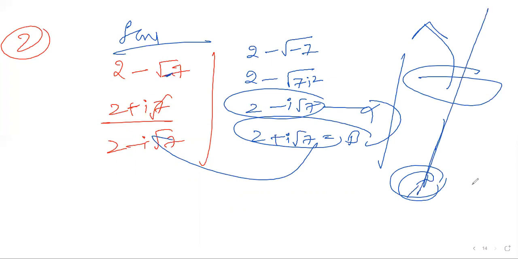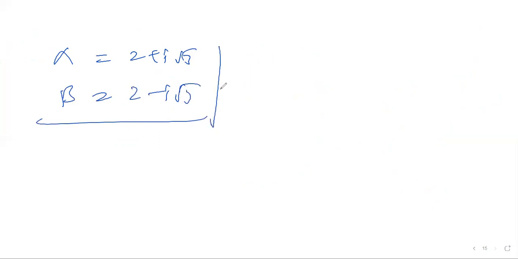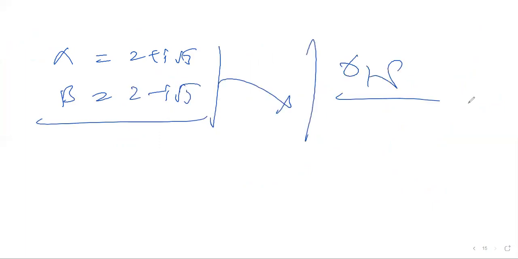Next, third question. It's a fourth order equation. Alpha is equal to 2 plus i root 3. Beta is equal to 2 minus i root 3. Form the equation. Do it similarly. You'll get gamma and delta. Next, the fourth equation is the same. Similarly, 2 plus root 3, 2 minus root 3.